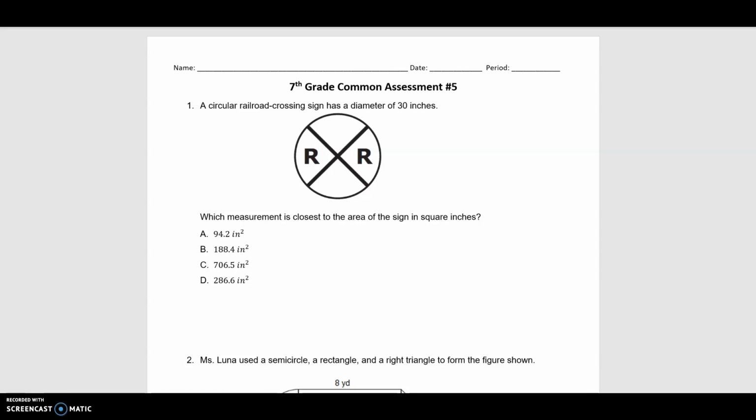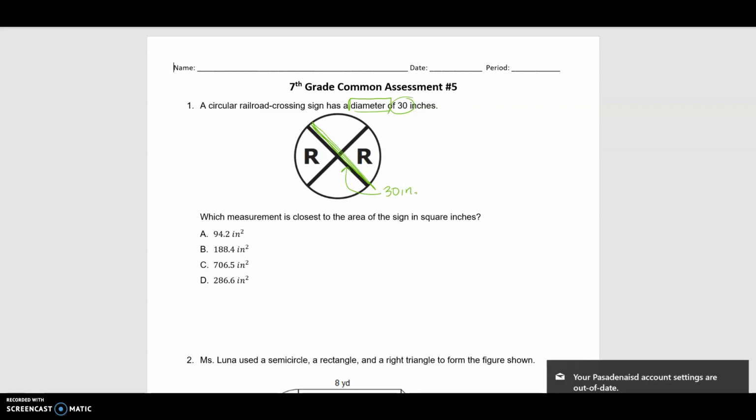Number 1 says a circular railroad crossing sign has a diameter of 30 inches. Which measurement is closest to the area of this sign in square inches? So we're told that the diameter is 30. I know that the diameter cuts my circle in half, so that right there is 30 inches. And then it says which measurement is closest to the area of the sign. So I'm looking here for area.